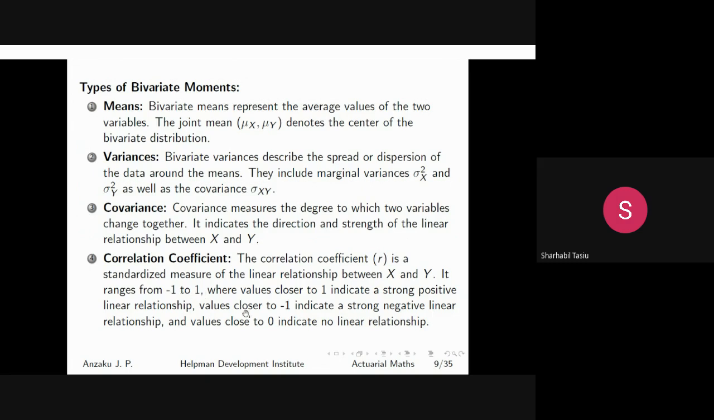Values closer to 1 indicate a strong positive linear relationship between these two variables, and values closer to -1 indicate a strong negative linear relationship, and values close to 0 indicate no linear relationship or a weak relationship between these two variables.